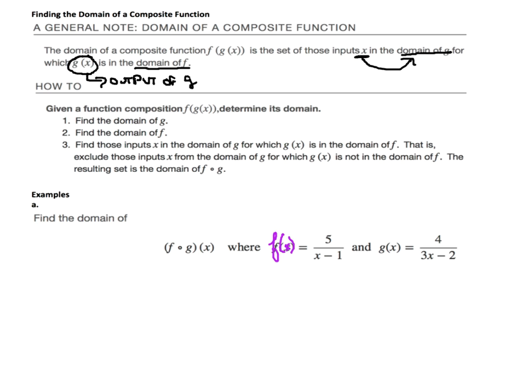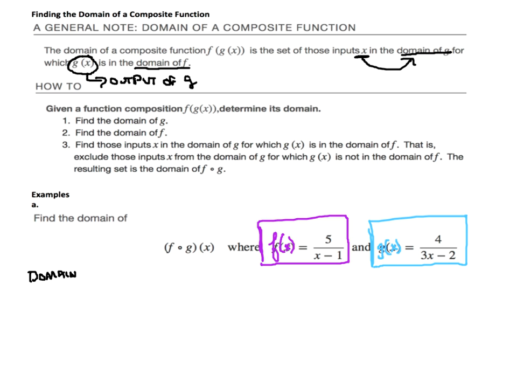So we'll color code again. F of x will be our magenta, and g of x will be our blue. Okay, so the domains of each of these. Remember, we have to watch out for two things so far, and that is 0 showing up in the denominator and negatives under even roots.